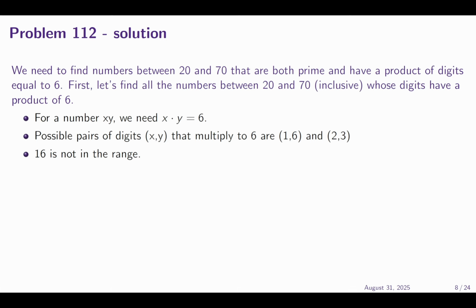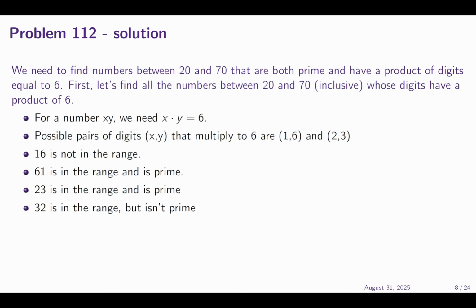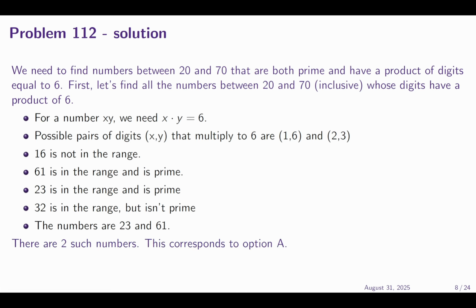Combining each of them, we see that 16 is not in our desired range, 61 is in the range and is prime, 23 is in the range and is prime, and 32 is in the range but isn't prime. Therefore, the numbers we're looking for are 23 and 61. So there's 2 such numbers.